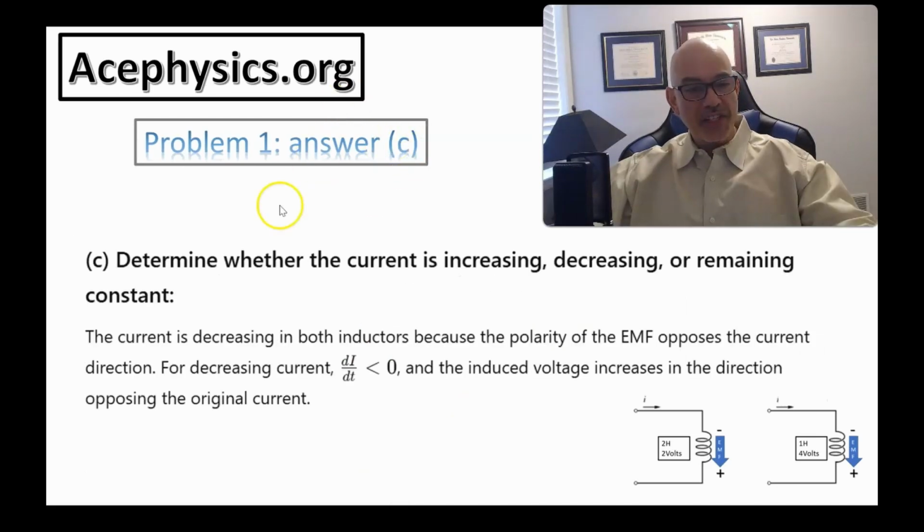And finally, part C says, determine whether the current is increasing, decreasing, or remaining constant. Well, we know it's not remaining constant because there's a voltage over the inductor. And if the current were constant, there'd be no voltage over the inductor. The current is decreasing in both inductors because in both cases, the polarity of the EMF is the same, and therefore the current is decreasing.